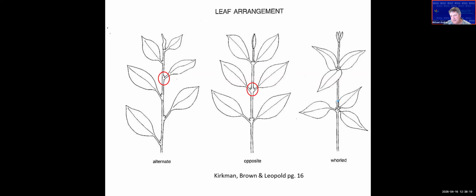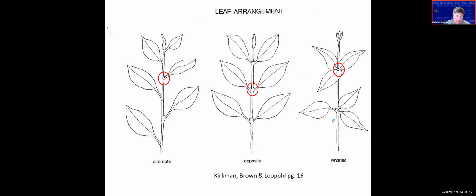And here we got another set of simple leaves. Each leaf has its own axillary bud, and they are all emerging three or more from one location along the twig. That's referred to as whorled. So those are three leaf arrangements. Many species have alternate arrangement, fewer have opposite arrangement, even fewer have whorled.